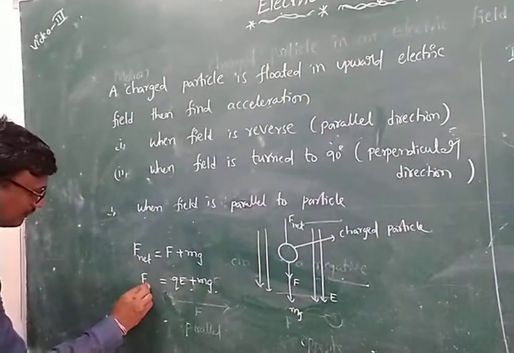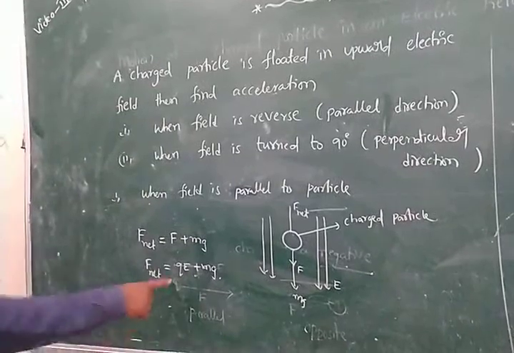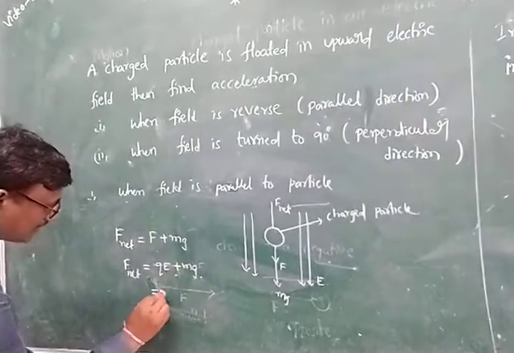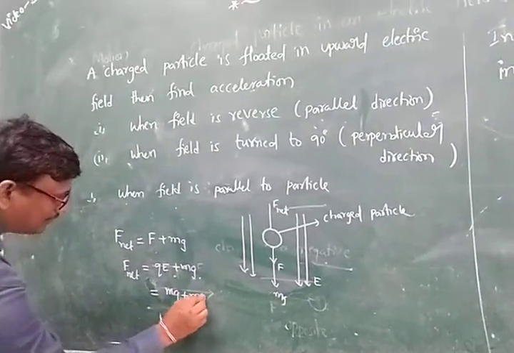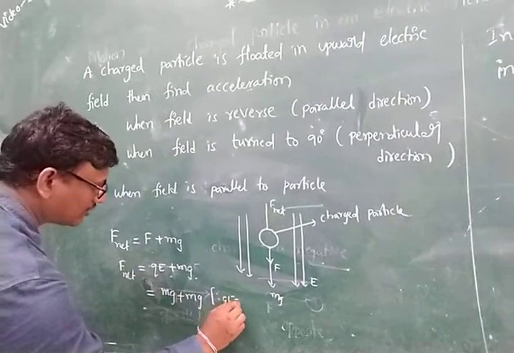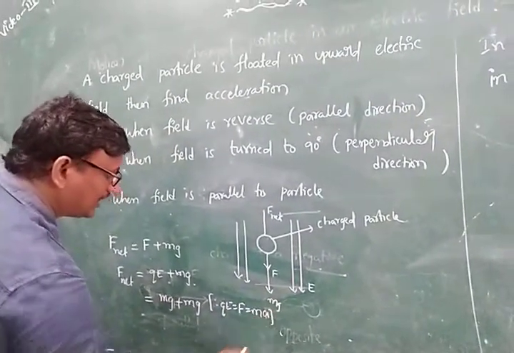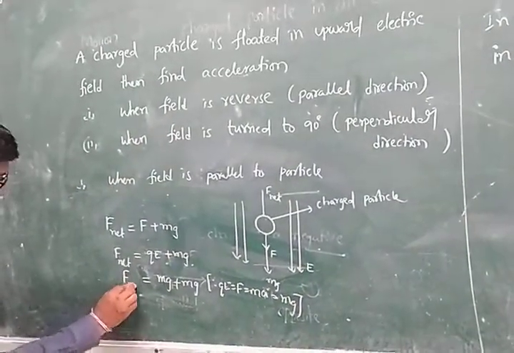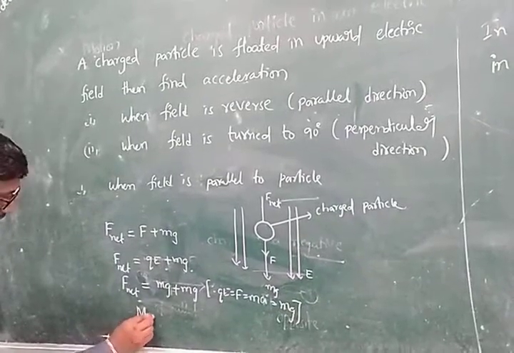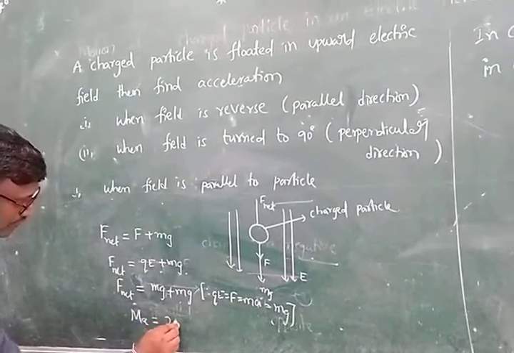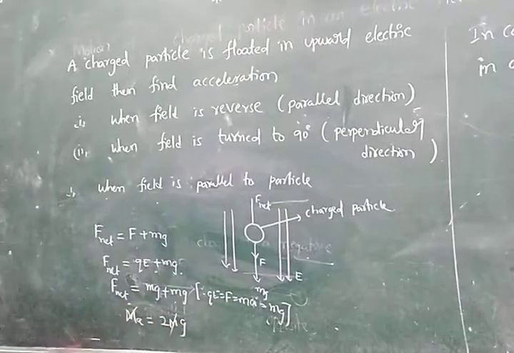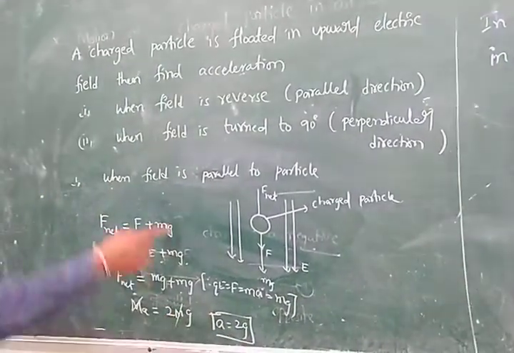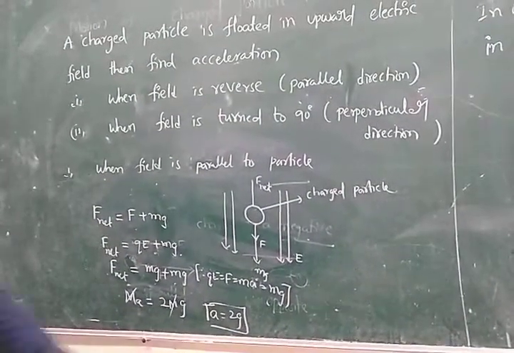And here the F net. Here the Q into E is replaced by the force from Newton's second law, M into A, that is equal to M into G plus M into G. This Q into E is also F, that is equal to M into A. That is equal to, we can add M into G. This is equal to F net. F net from Newton's second law, M into A, is equal to 2mg. This M gets cancelled. This A is equal to how much? 2 into G. The acceleration of the body, A equals 2 into G.